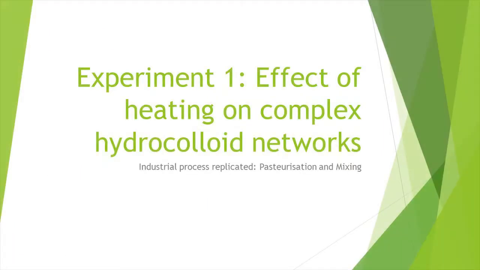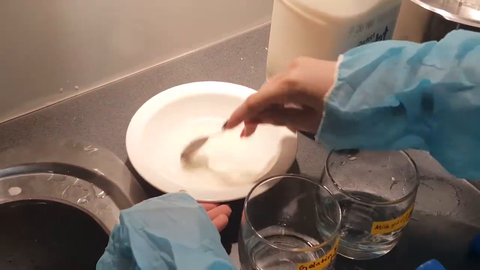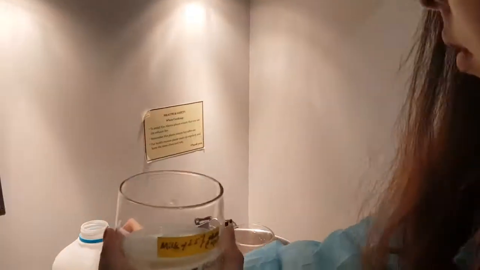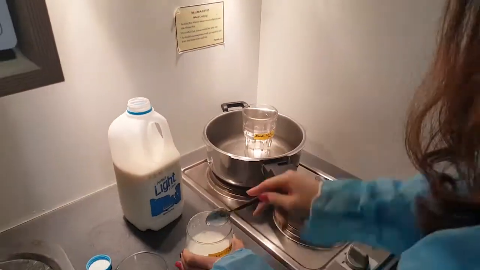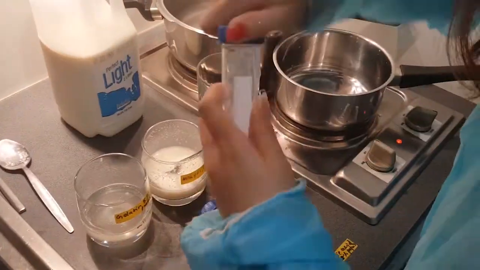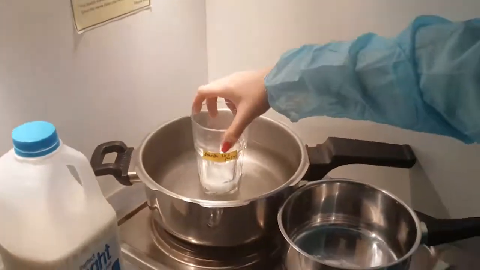Experiment 1. Effect of heating on complex hydrocolloid networks. In order to demonstrate microstructural changes that occur during pasteurization and mixing process, we prepare 5% gelatin solution, 10% starch solution, milk with gelatin at 5% concentration, and yogurt sample with 5% gelatin and 10% starch concentration with 100 ml water. The 5% gelatin solution, 10% starch solution, and gelatin with milk solution serve as the controls.